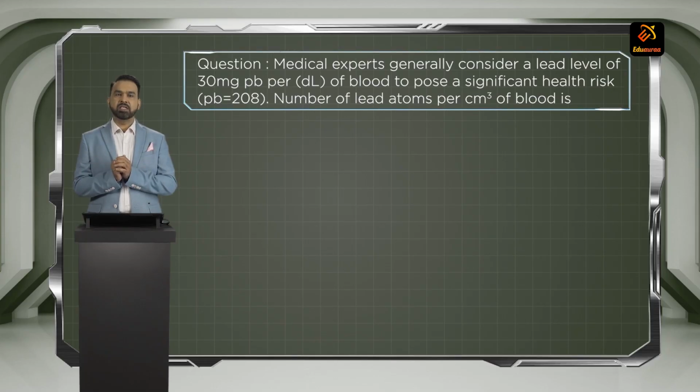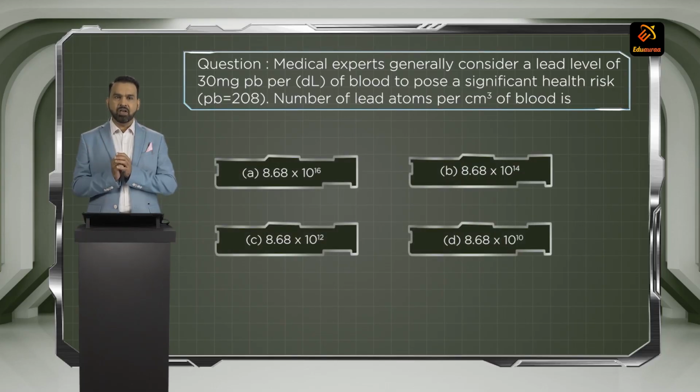Medical experts generally consider a lead level of 30 milligrams of lead per deciliter of blood to pose a significant health risk. Atomic mass of lead is 208. You have to find the number of atoms of lead per centimeter cube of blood. Mass is given as 30 milligrams.